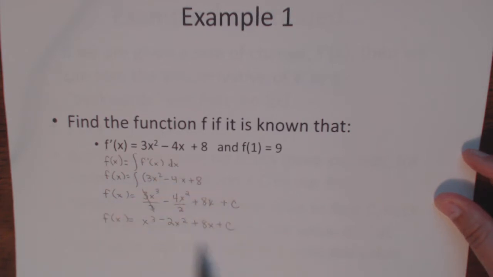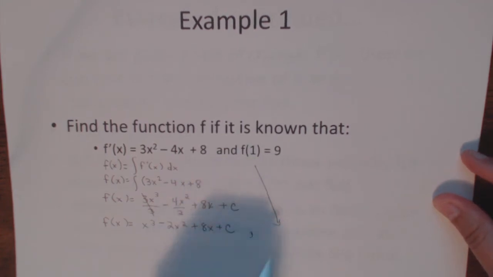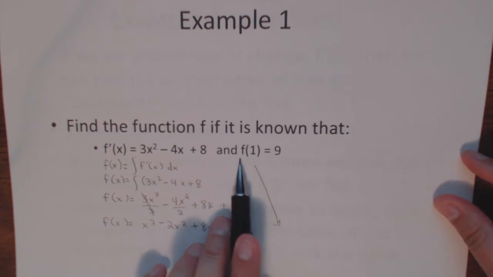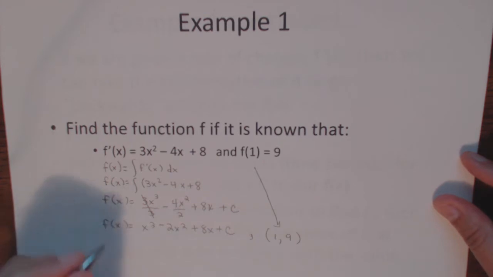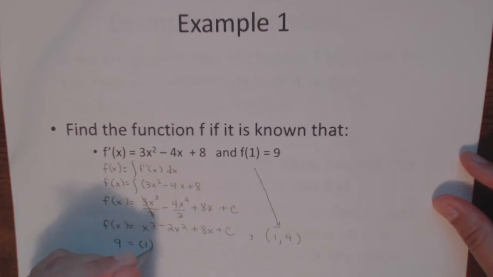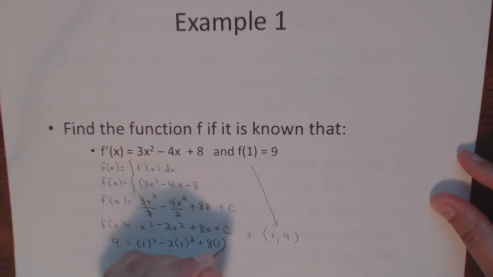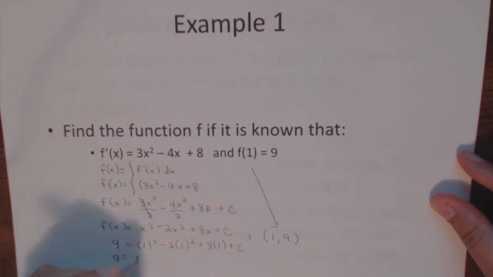So this is the function, but we don't know the constant here at the end. However, we are given when x is 1 in that function, we have 9. So we're given this ordered pair (1, 9). So we can put 9 in place of f of x and 1 in place of x. And get 9 equals 1 minus 1 squared is 1 times 2, which is 2, 8 times 1 is 8. 9 equals 1 minus negative 2 is negative 1 plus 8. That's 7. Subtract 7 from both sides. 2 is c.